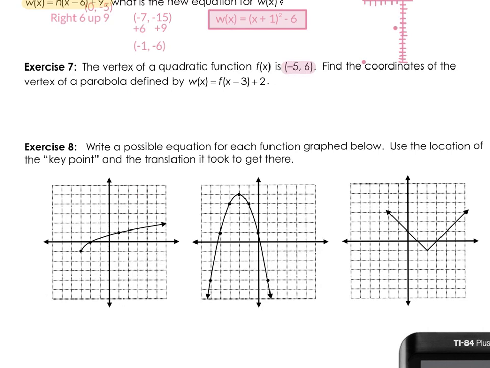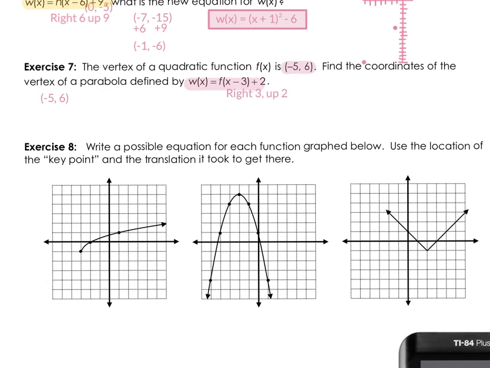Find the coordinates of the vertex of the parabola defined by w of x equals f of x minus 3 plus 2. Again, those two options that we have, we know the vertex is -5, 6. So I wrote that down. Now this says f of x minus 3. So what are we doing with the x value? Well, we would think left 3, but it's the opposite of what we think. So this means that it's moving right 3 and then outside, up 2.